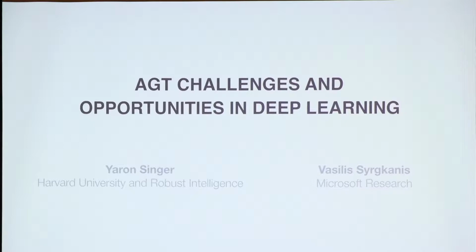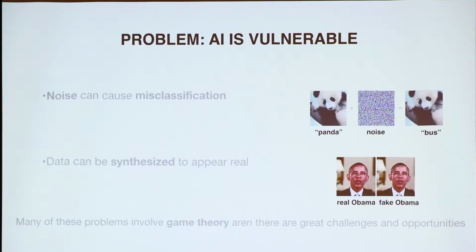Okay, good. So we're going to give a brief tutorial about some AGT challenges and opportunities in deep learning. The premise, as you probably know if you've been alive for the past few years, is that noise can cause misclassification in state-of-the-art machine learning models. The other challenge is that data can be synthesized to appear real, which is associated with things like deepfakes and also GANs. Many of these problems, whether due to noise or to issues with GANs, inherently involve game theory at a fundamental level, and this brings fundamental challenges and opportunities for us as a community.